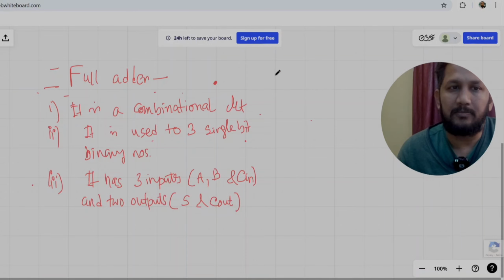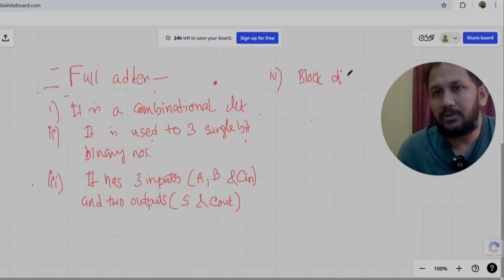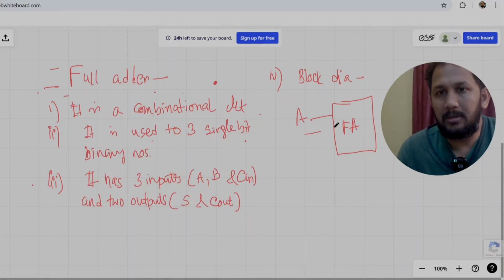Next one is the block diagram. This is the block of the full adder. It consists of three inputs A, B, and C in, and two outputs, sum and carry out, C out.